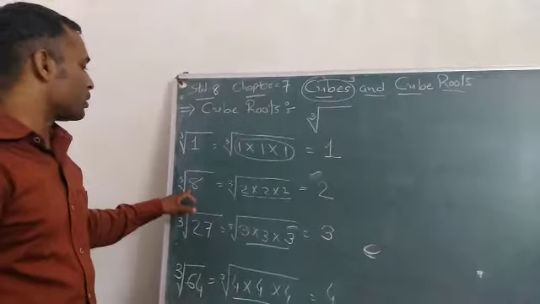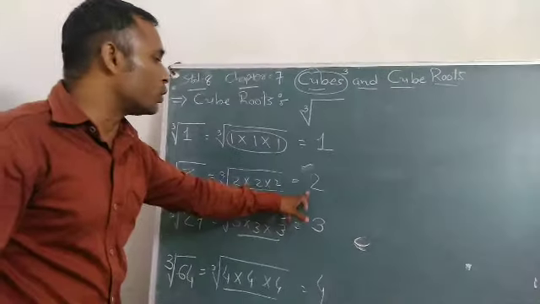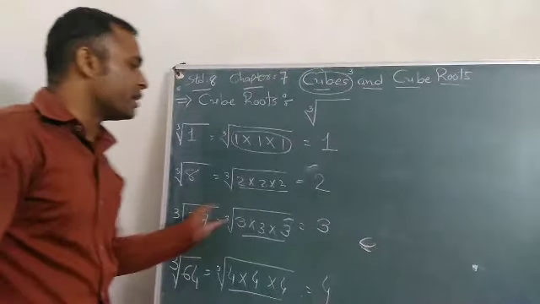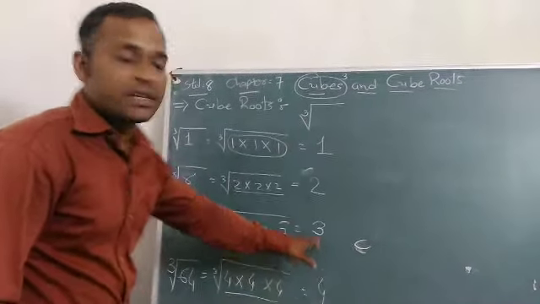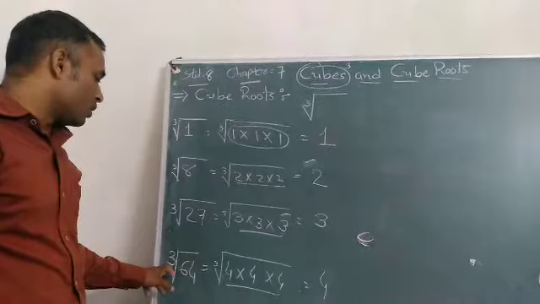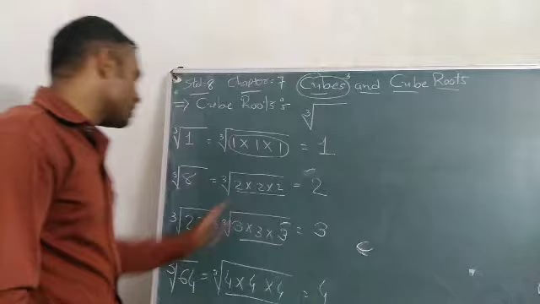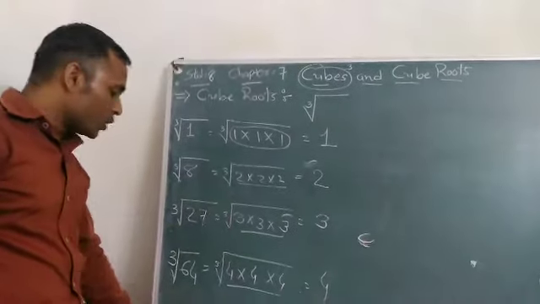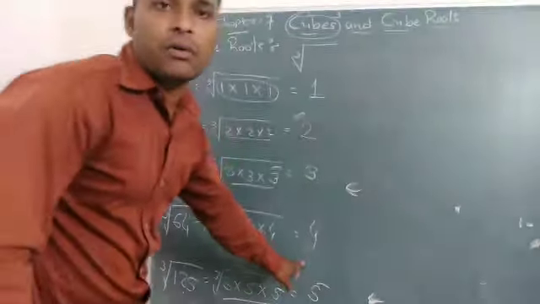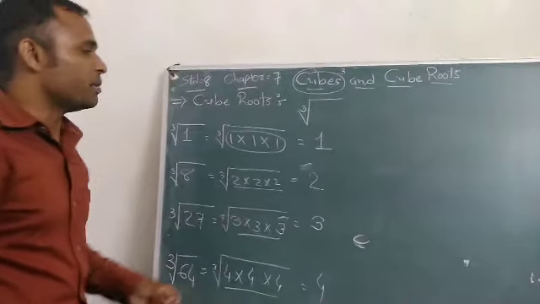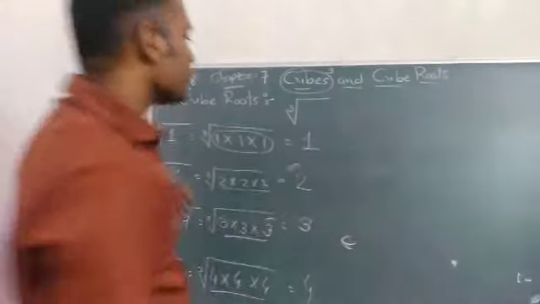Cube root of 8 is 2, 2 cube is 8. Cube root of 27 is 3, 3 cube is 27. Cube root of 64 is 4 and 4 cube is 64. Cube root of 125 is 5 and 5 cube is 125. Okay, similarly we go ahead.